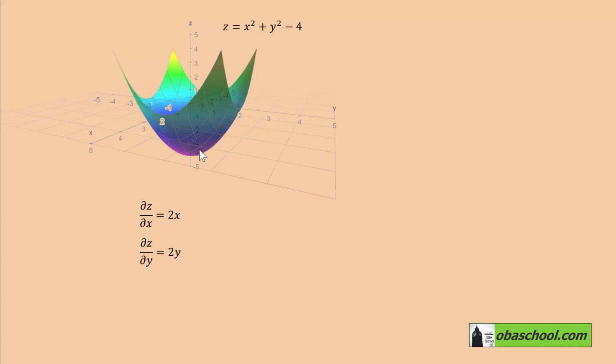So as we move away, if we move away in the x direction, then we're going to have a gradient sloping upwards. And if we move away in the y direction, we'll have a gradient sloping upwards. And therefore this gives us a minimum.